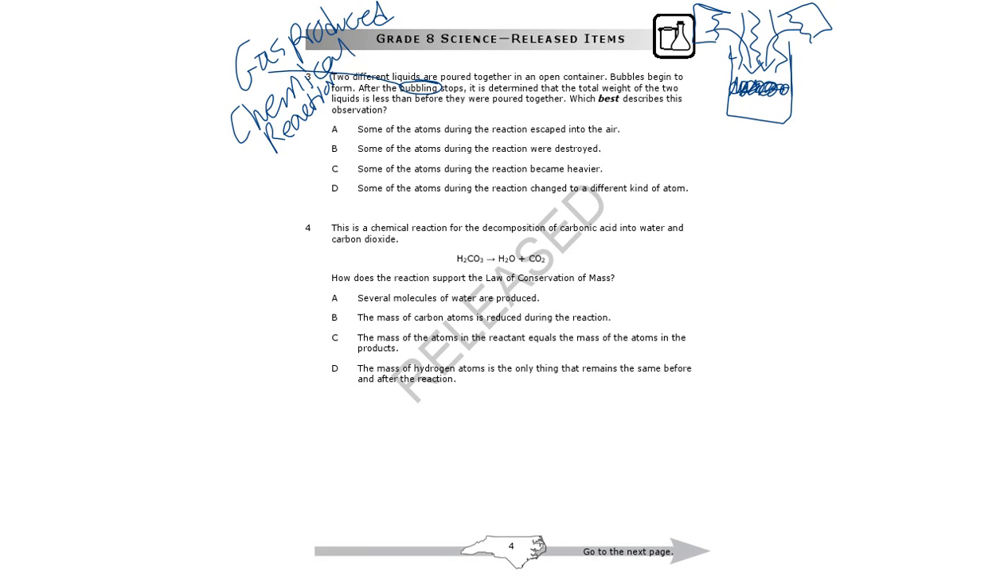I'm on number 4 now. This is a chemical reaction for the decomposition of carbonic acid into water and carbon dioxide. So we have H2CO3 produces H2O plus CO2. Okay. How does the reaction support the law of conservation of mass? The important thing here is that as soon as you see law of conservation of mass, you should think balanced equation.